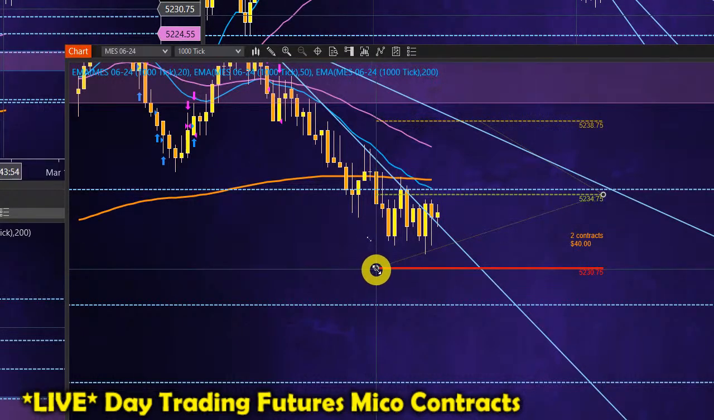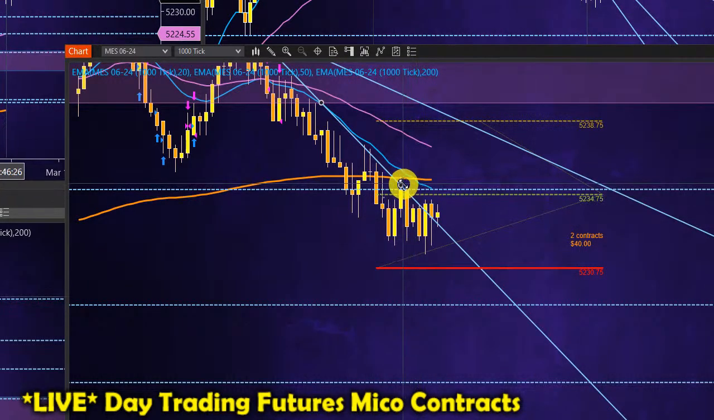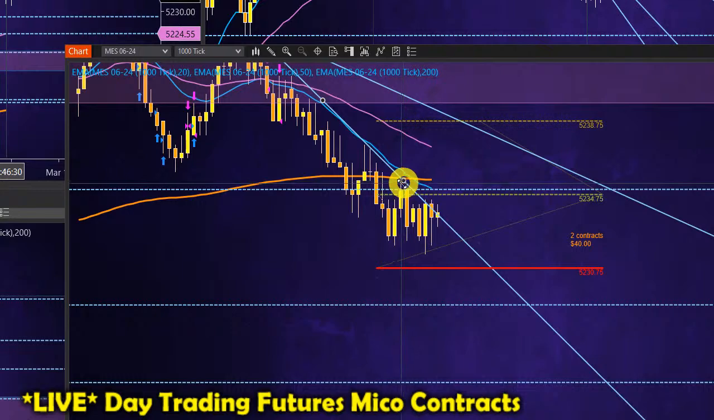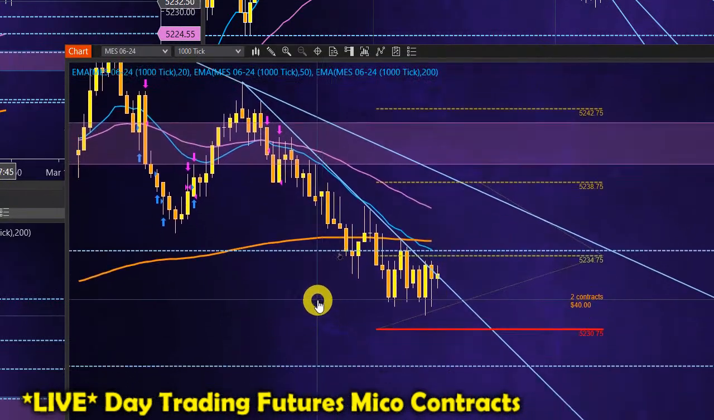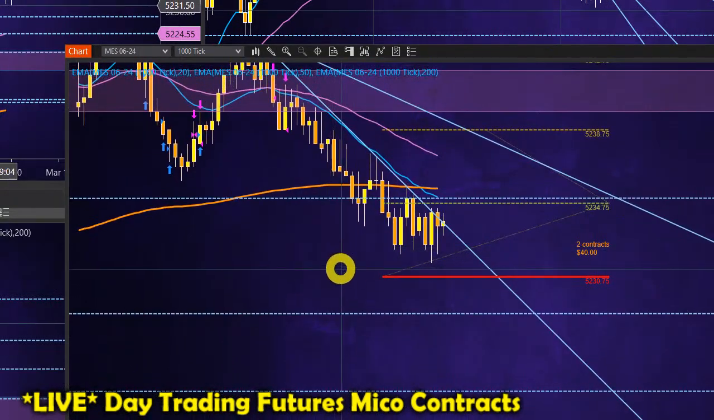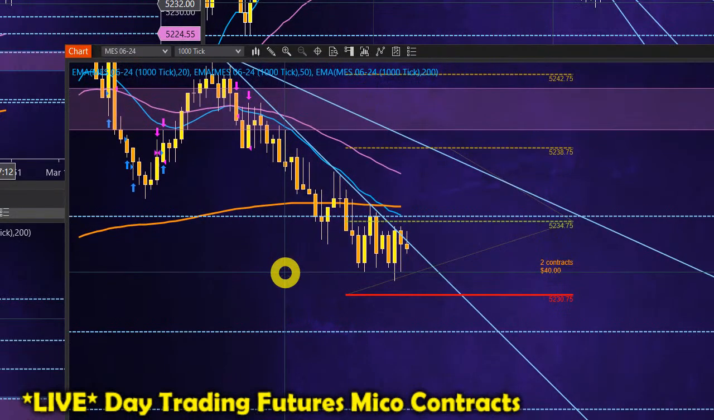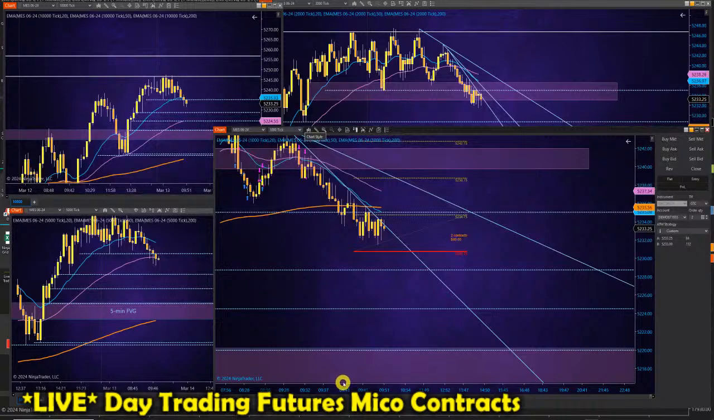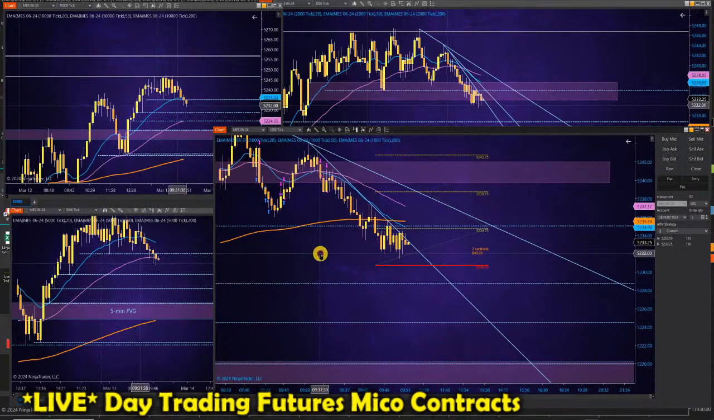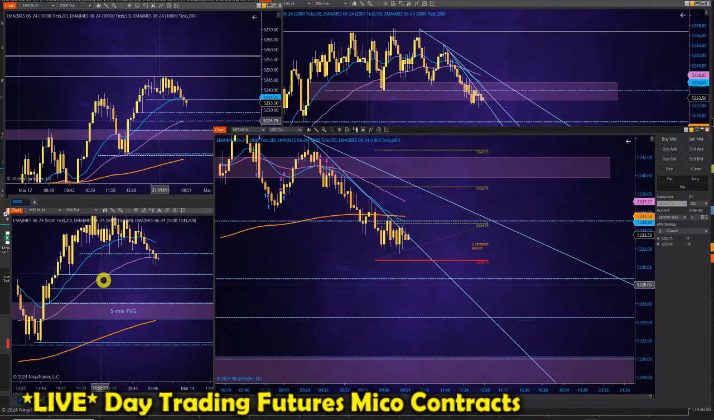So yeah, it's trying to break this trend line here. The trend line's not actually drawn properly. There it is. If we got displacement up and we got a fair value gap showing on this 1,000 tick chart, that would be interesting to take a long position, but everything's got to line up perfectly. It really does.